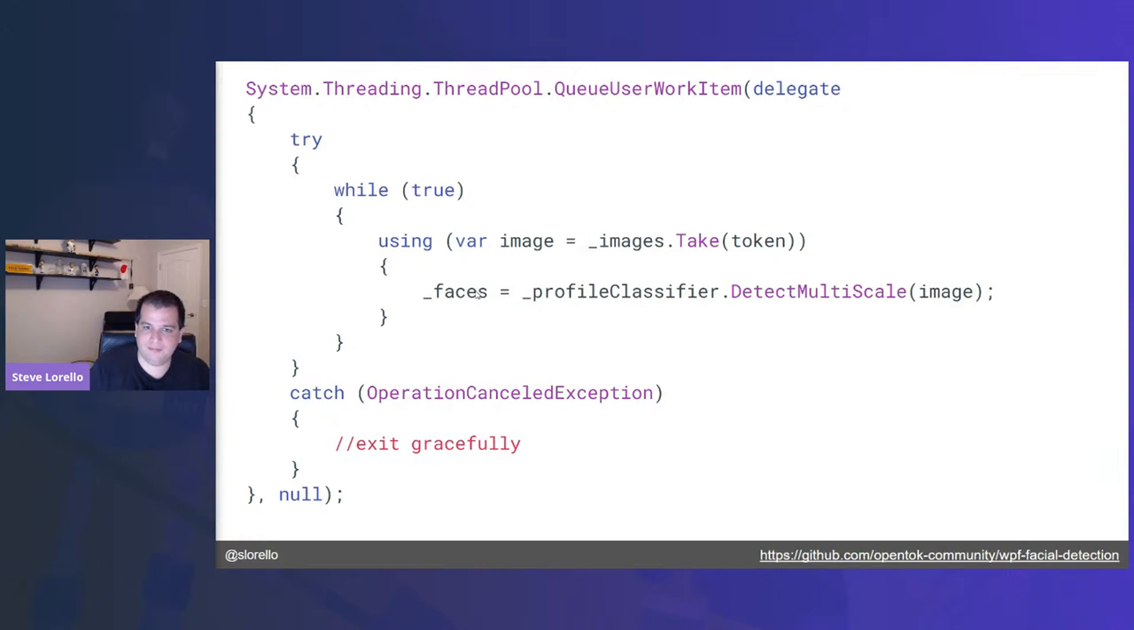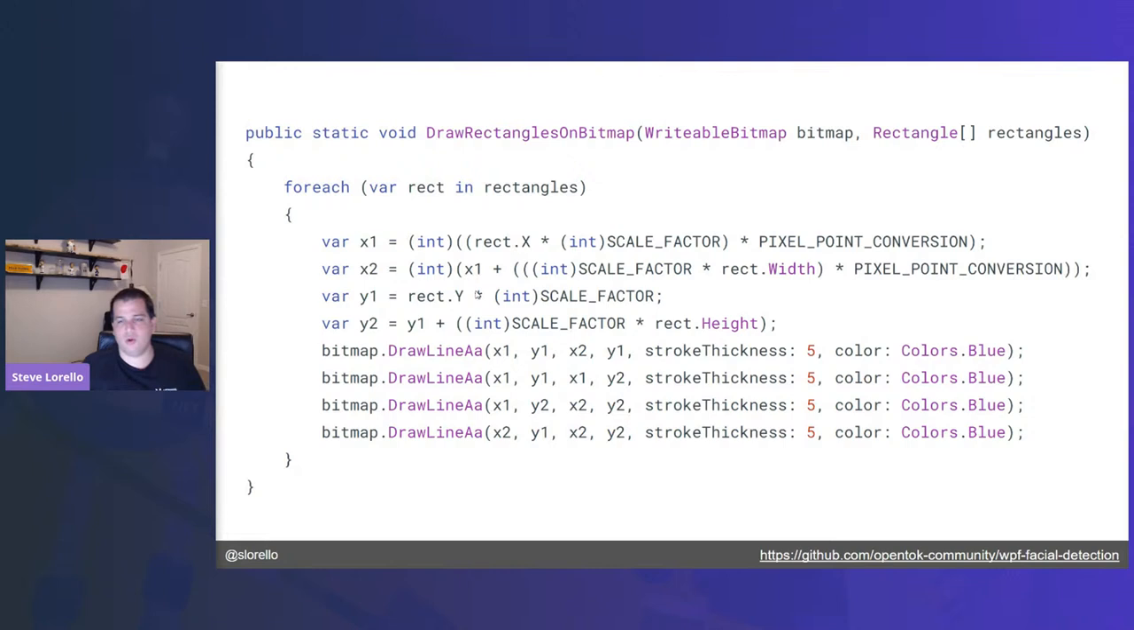But anyway, moving on. Now, when we detect faces, we're going to drop into this function to draw the rectangles on the bitmap. Note, we need to scale up the X and Y coordinates as we scaled them down for the image. And I then multiply the X coordinates by a pixel-point conversion ratio, which I needed to do because the library that I was using was drawing the rectangles in points for X and pixels for Y, which is really kind of odd, but that was it.